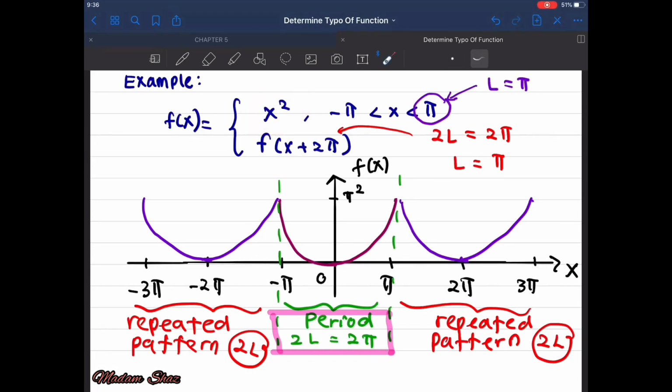When we plot the graph from negative pi to pi, this is the graph for x square. From this original graph, the period is 2L equal to 2 pi, whereby from negative pi to pi, the period is equal to 2 pi. The repeated pattern is from pi to 3 pi, so this one is also 2 pi. The same pattern will be repeated on the left hand side, from negative pi to negative 3 pi. So the period is also 2L, whereby 2L is equal to 2 pi.